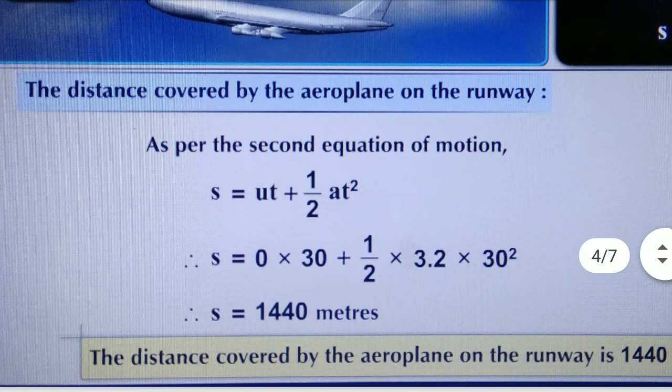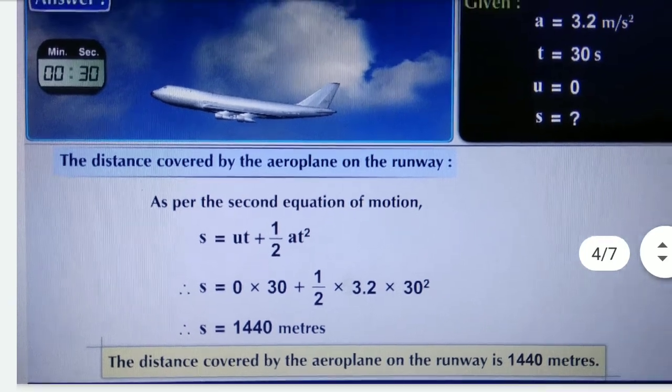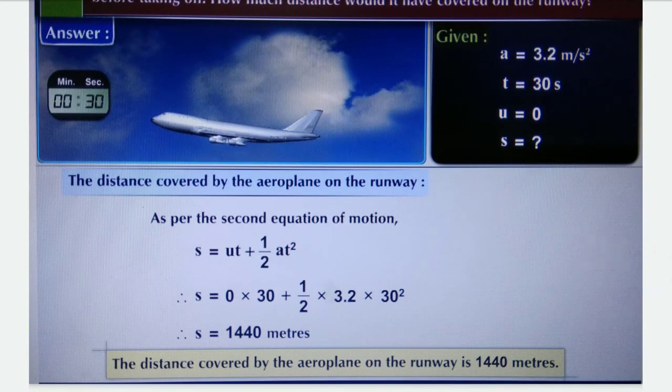Therefore, as per the second equation of motion, s is equal to ut plus 1/2 at square. The value of u is 0. Therefore, 0 into 30 plus 1/2 at square. 1/2 into the value of a, which is 3.2, into t square, that is 30 square. After calculation, the value of s is equal to 1440 meters. How does it come?